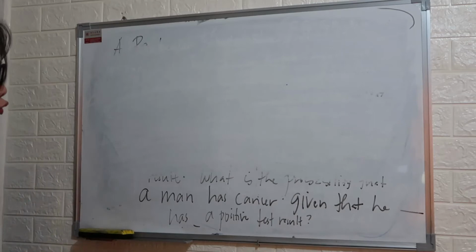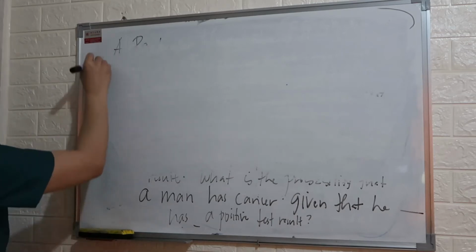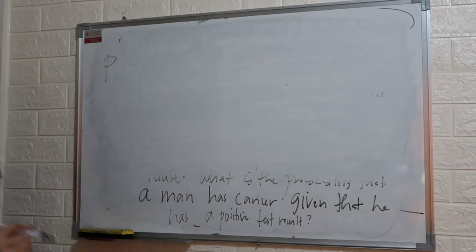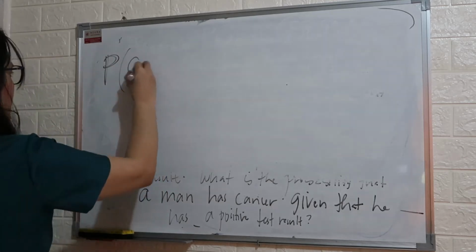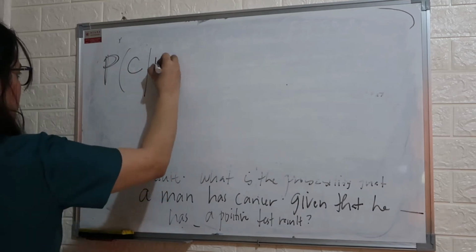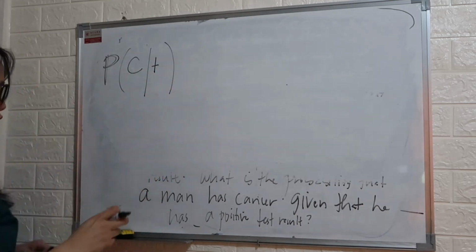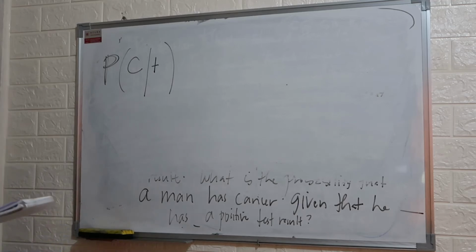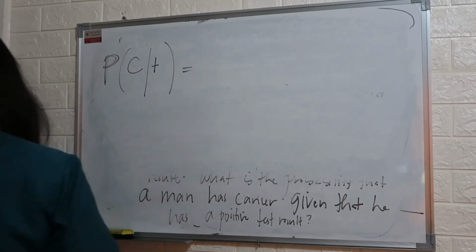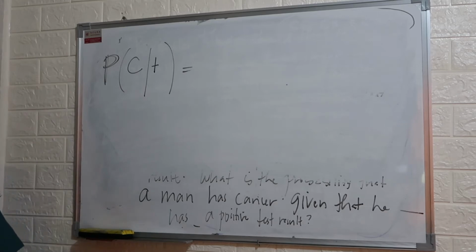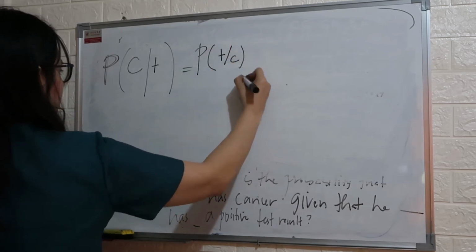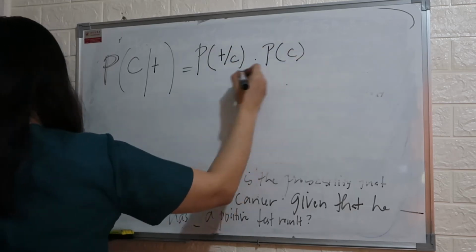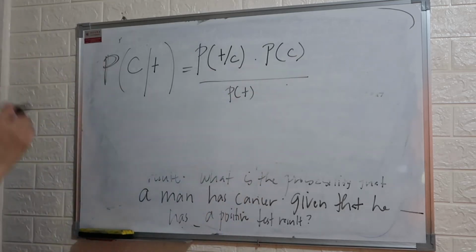So we need to look for the probability that a man has cancer given a positive result. So that will be equal to the probability of positive and has cancer, multiplied by the probability of getting cancer, over the probability of a positive result.